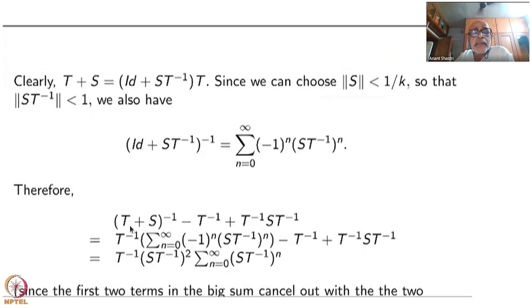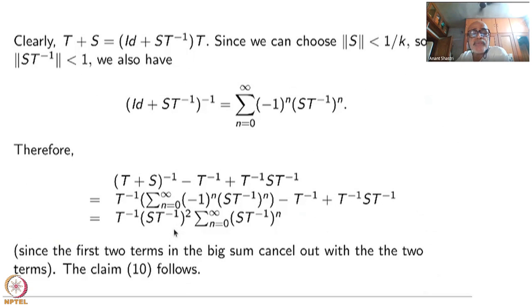Therefore, (T+S)^{-1} - T^{-1} + T^{-1} S T^{-1}. I am computing this one. So (T+S)^{-1} can be written as follows. T plus S was this one. Its inverse will be T^{-1} into (identity plus S T^{-1})^{-1}. Identity plus S T^{-1} inverse is this summation. So I am writing T^{-1} into that summation, minus T^{-1} plus T^{-1} S T^{-1} as they are, terms.